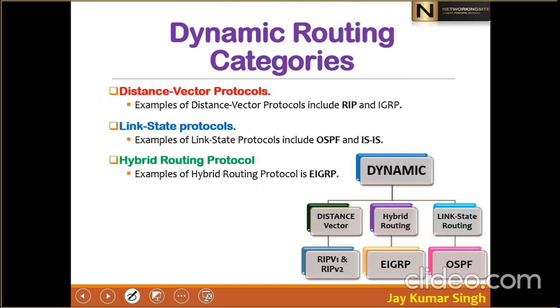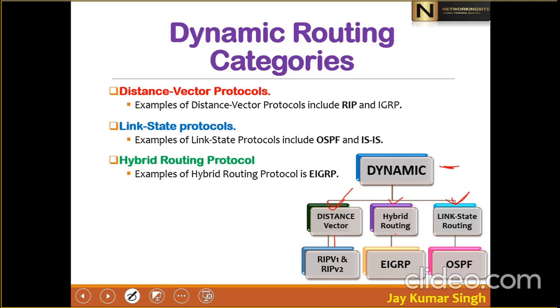As we know, dynamic routing has three categories. One is distance vector routing protocol, second is hybrid routing protocol, third is link state routing protocol. The distance vector routing protocol is RIP. Hybrid is the combination of link state and distance vector.